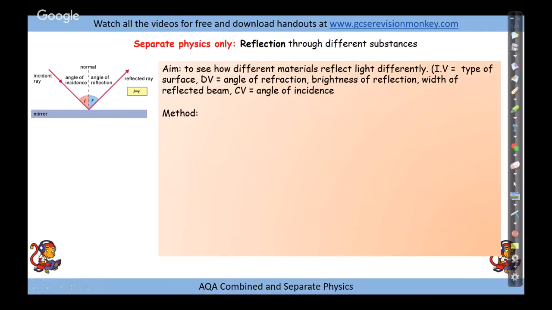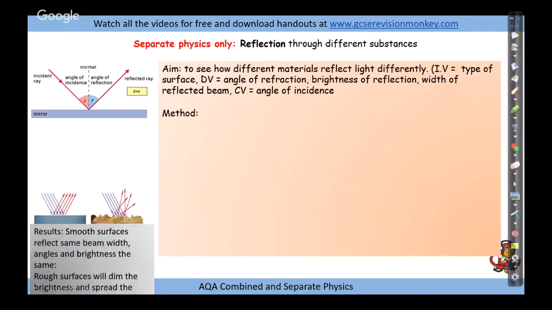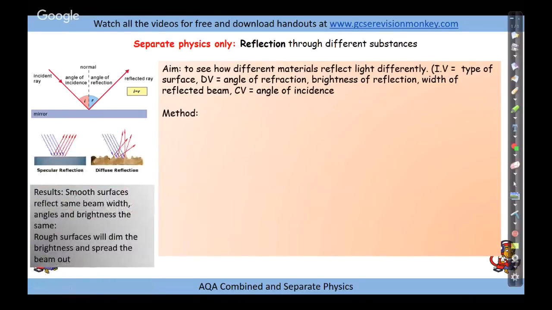Okay, so still on separate physics, reflection then, and keep listening if you're watching combined. Reflection through different surfaces then. So what's the aim of this practical? The aim is to see how different materials reflect light differently. And the independent variable there could be the type of the surface.